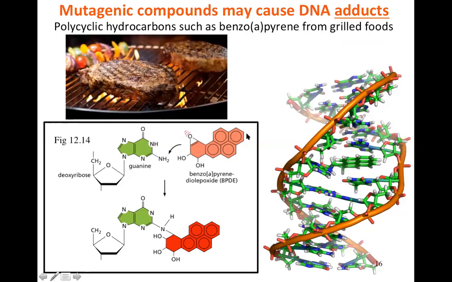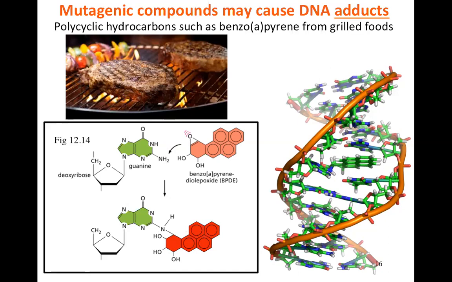So in this case, this big bulky BPDE molecule that came from burning or charring meat on the grill reacts with this guanine base that's part of your DNA in a cell. You can see this oxygen reacts with this amine group hanging off here. And now this big BPDE molecule is stuck onto this base in your DNA. If you look at the structure over here, this is the big bulky BPDE that has now caused an adduct to form with this base.